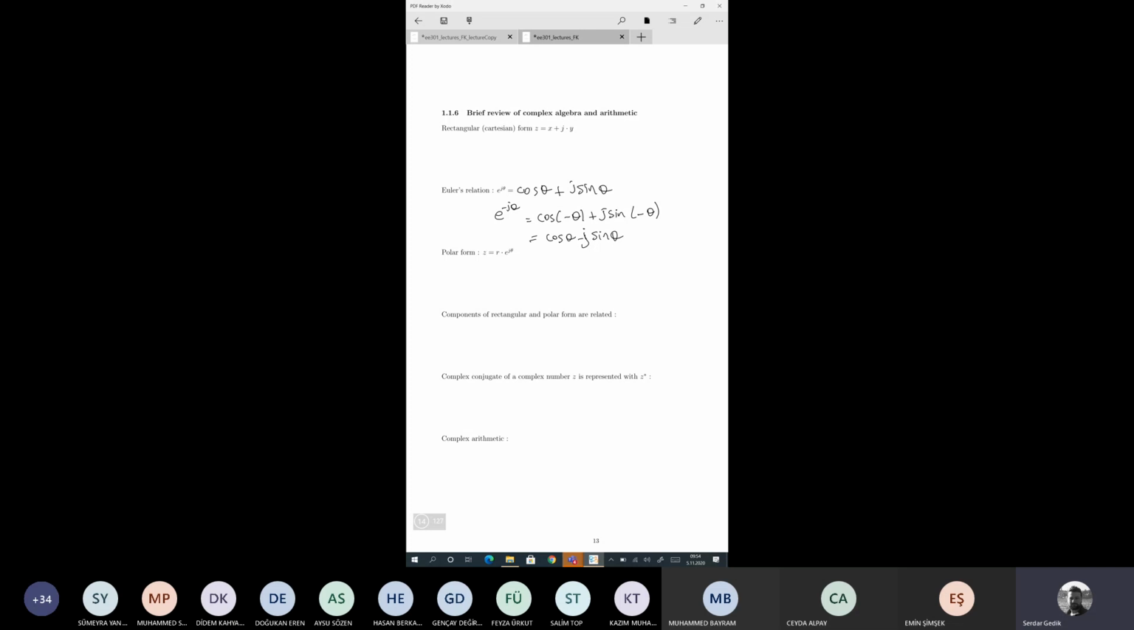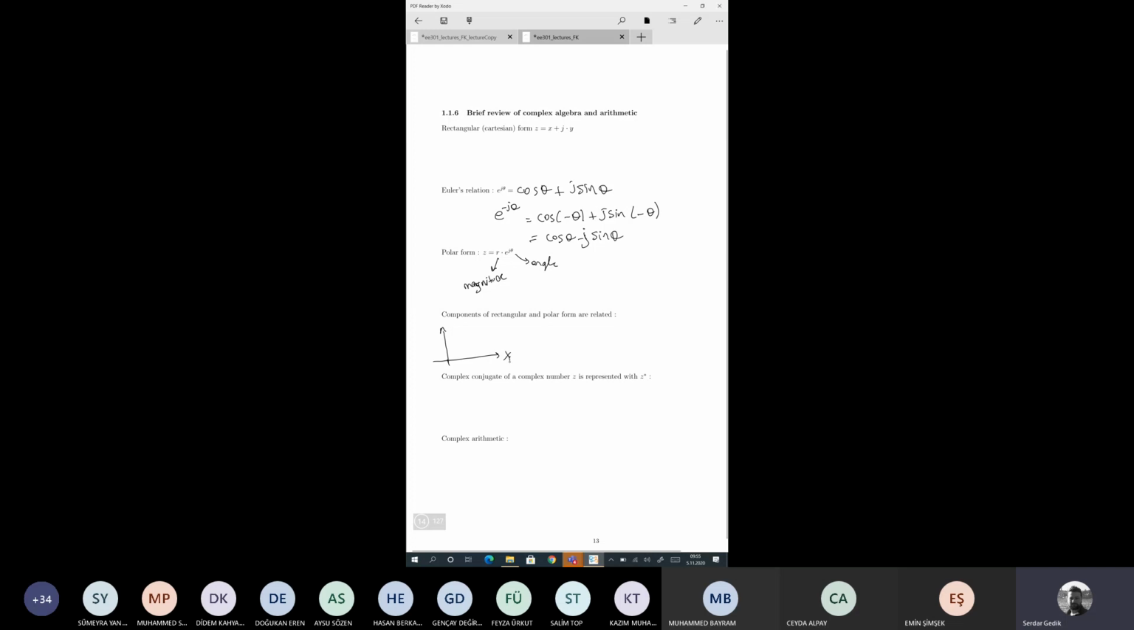This was in Cartesian form. What about in polar form? In polar form, I represent numbers with magnitude and with angle. So r and theta are my magnitude and angle, respectively. Well, how are polar and Cartesian forms, or rectangular forms, related?